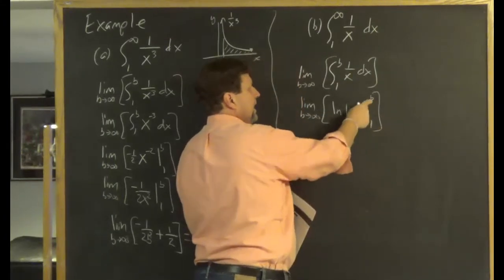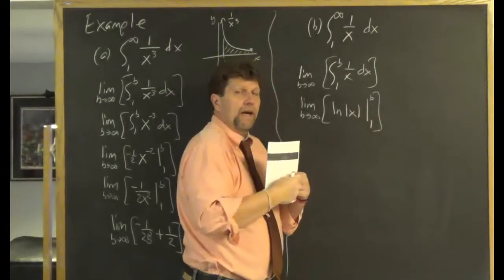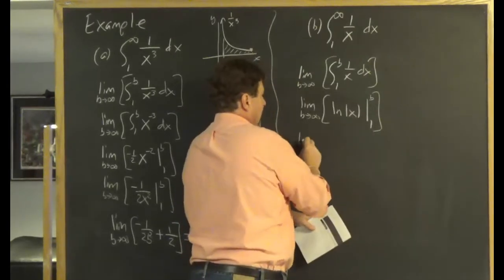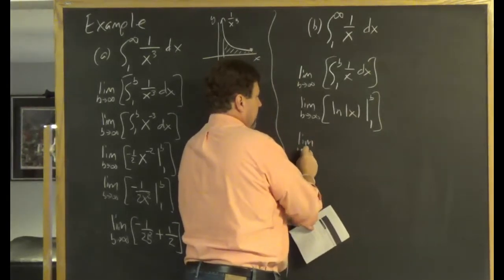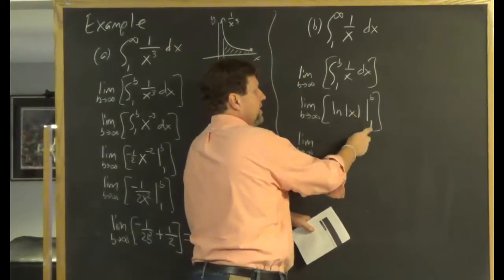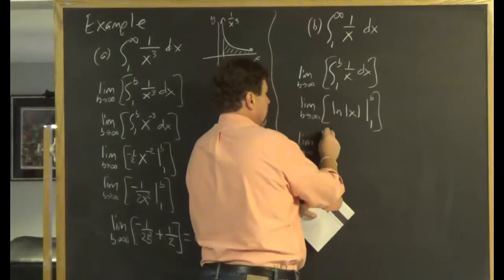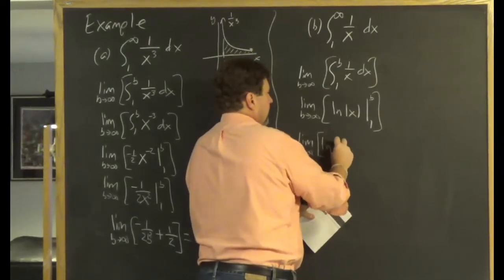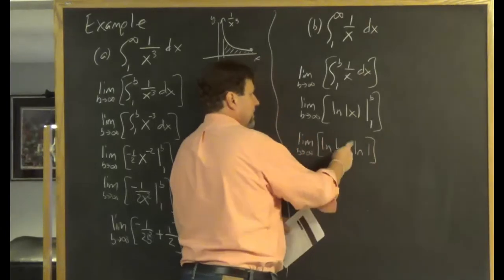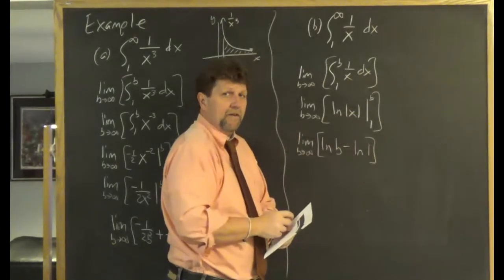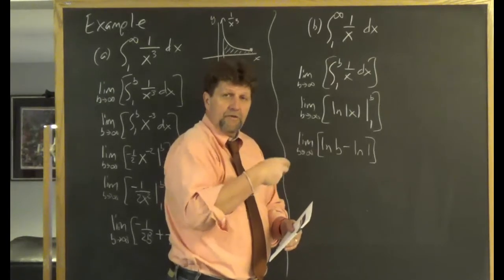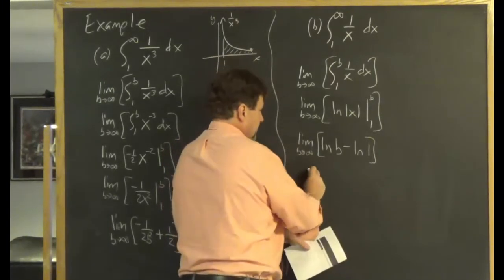Okay, since this interval, 1 to b, only includes positive numbers, in my next step I don't have to worry about including the absolute value anymore, because all those numbers on that interval would be positive. So we'd have the natural log of b minus the natural log of 1. That's using the fundamental theorem of calculus. And I know what the natural log of 1 is. The natural log of 1 is 0.